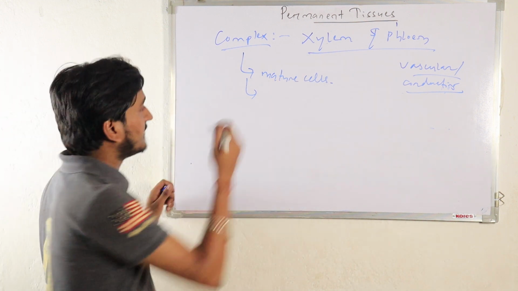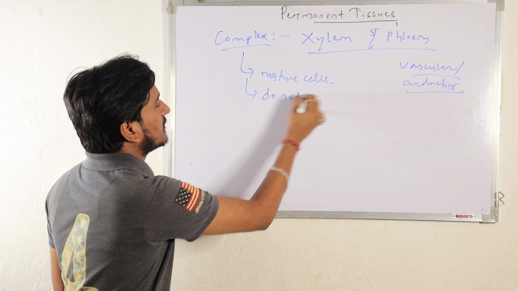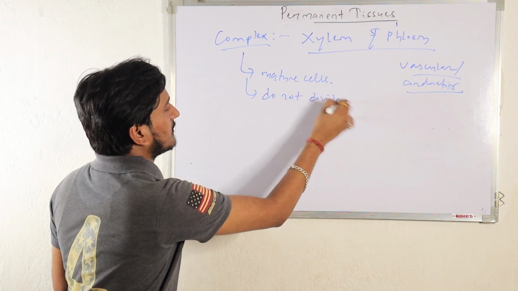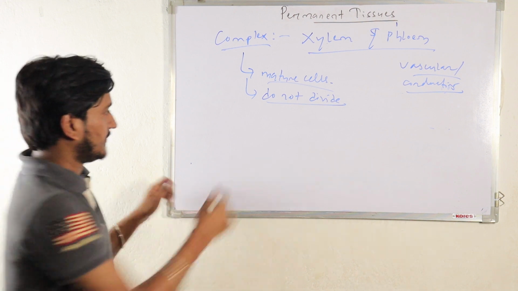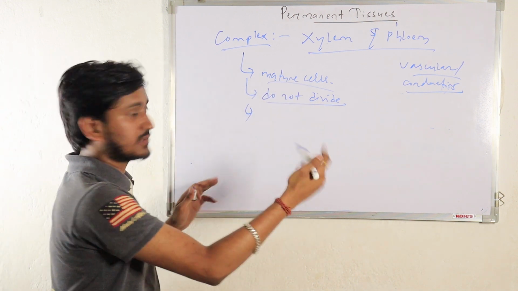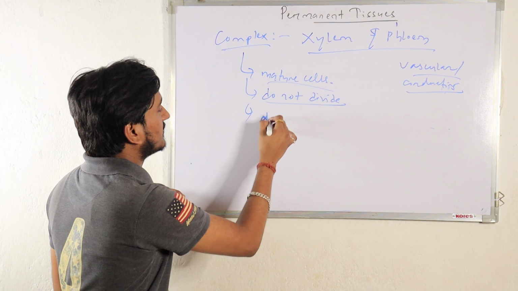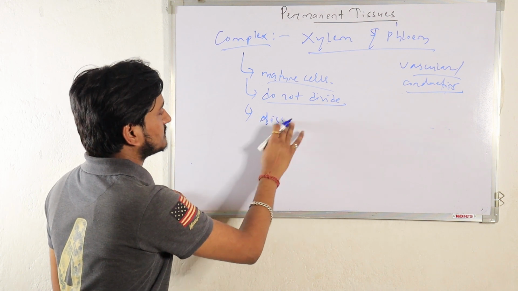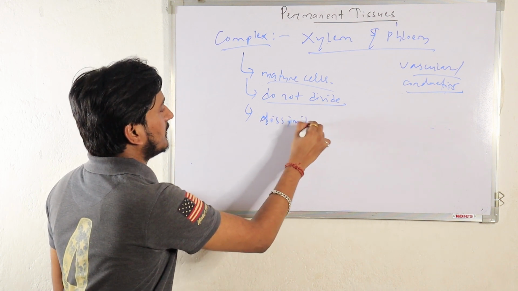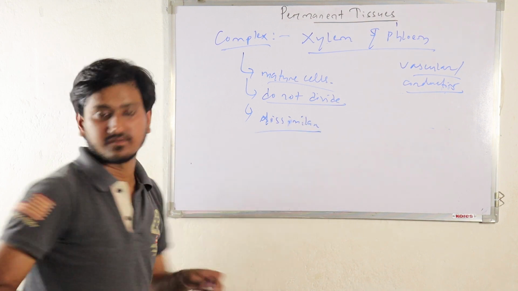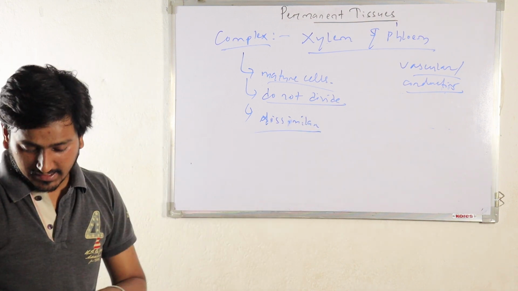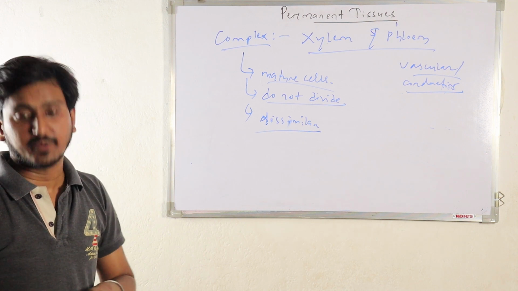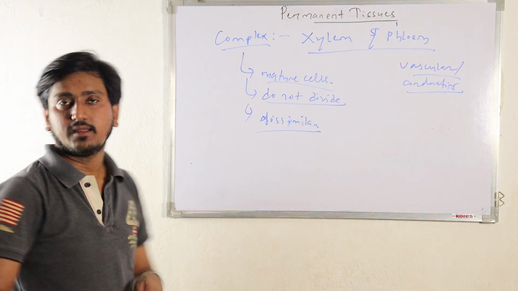Another thing, they do not divide. Here, as I said, different kinds of cells are made, so they will be dissimilar in structure. Dissimilar shape and size of the cells will be seen, and they are heterogeneous as said. They help in transportation of prepared food and water in the plant body.